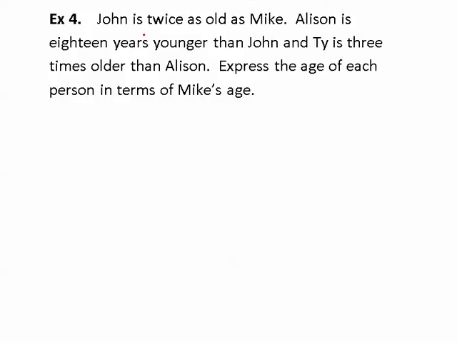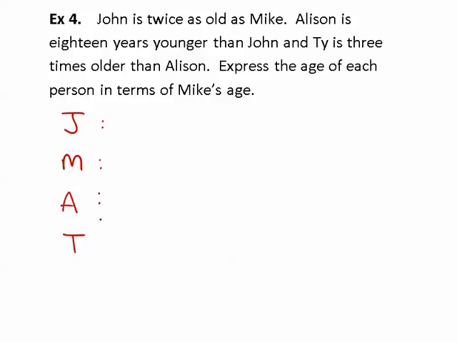Now, number 4, there's a lot going on here. We're talking about several different things. It says John is twice as old as Mike, Allison is 18 years younger than John, and Ty is 3 times older than Allison. Express the age of each person in terms of Mike's age. So let's just go ahead and write down the initials of each person. We're talking about John, Mike, Allison, and also Ty.